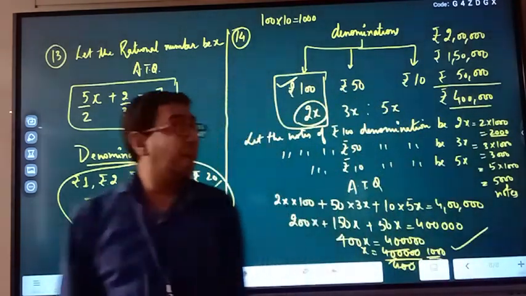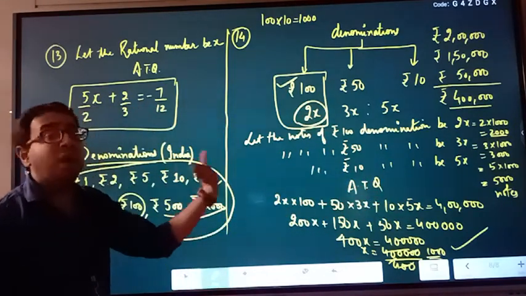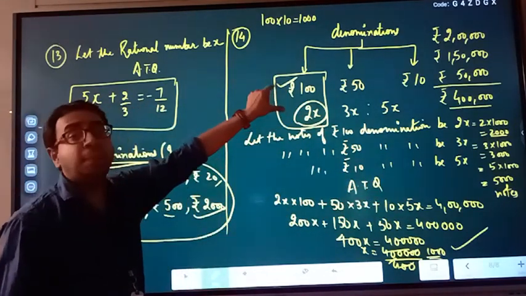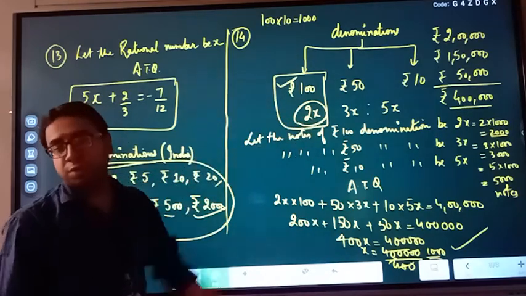Clear with this? Any doubt with the question? So it's very important: first of all, take the denomination and then consider what the amount is. Multiply, because the amount would be the number of notes times the value of the note. Are we clear?